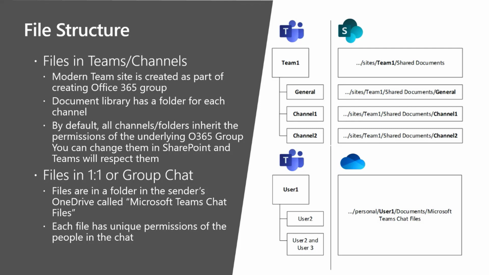If you're in a one-on-one or a group chat, then the files land in the sender's OneDrive. So if I send a file to Rabia in a one-on-one chat, it goes in my OneDrive in a special folder called Teams Chat Files, and it's going to set the permissions to include Rabia automatically so that she can see the file. So this is about Microsoft 365 data.